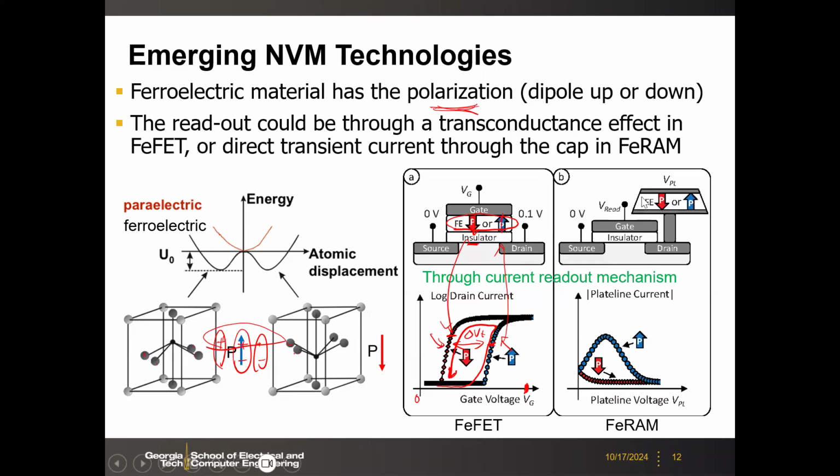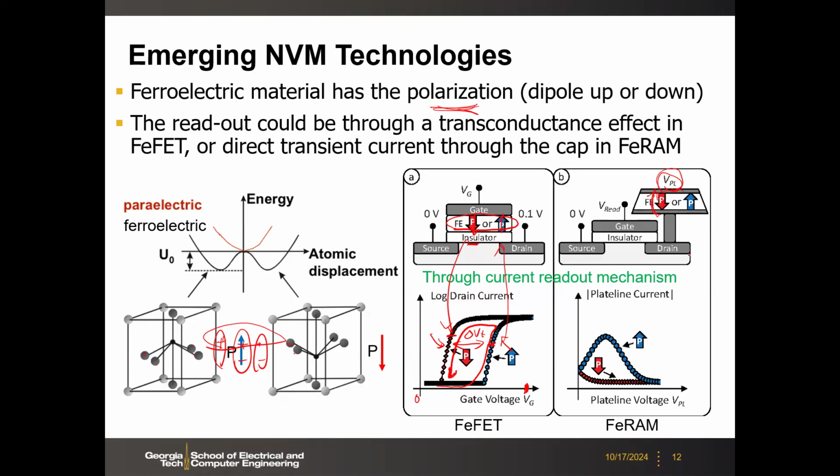Then the other possibility is to use this ferro as a capacitor, like a DRAM, 1T1C. But this C is a ferro cap instead of the normal capacitor. So you can have the built-in polarization like this. So when you read out the data, you have to use a large voltage here. If the polarization is opposite to this voltage, you will flip those dipoles. Once you flip those dipoles, you will get the transient switching currents.